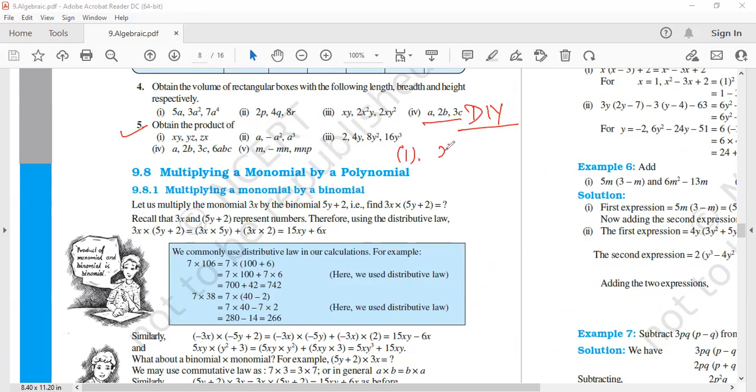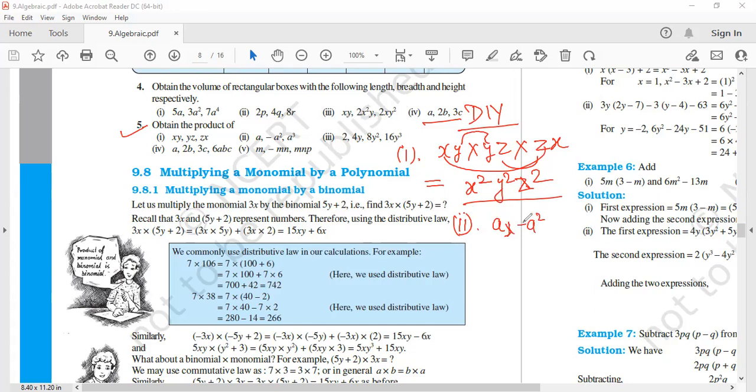And fifth question, obtain the product of first xy, yz, zx. So look at the first part, xy, yz, zx will give you, look at x is twice, x raised to power 2, y twice, y raised to power 2, z twice, z power 2. This is the answer, very easy.